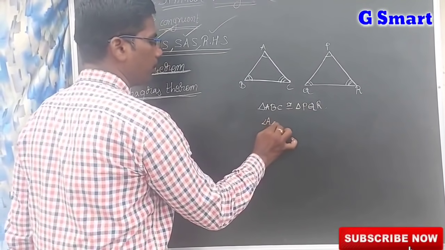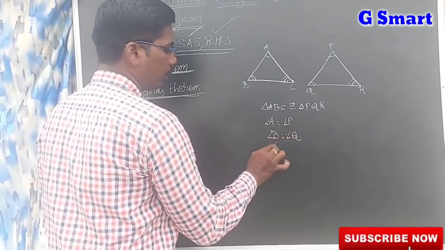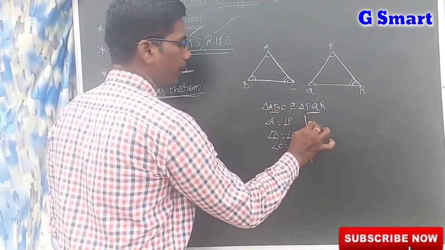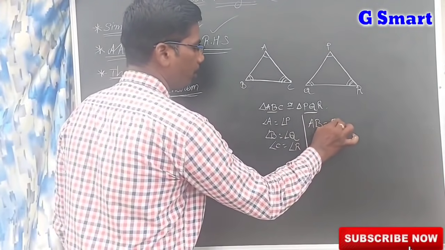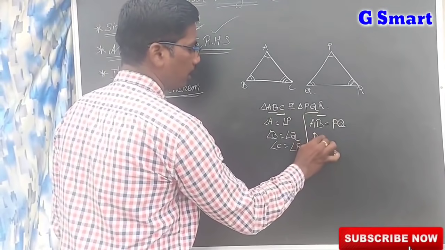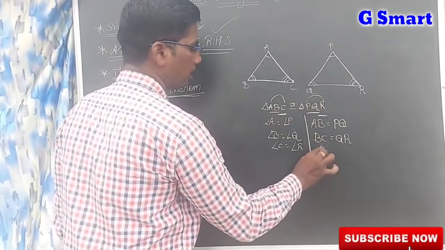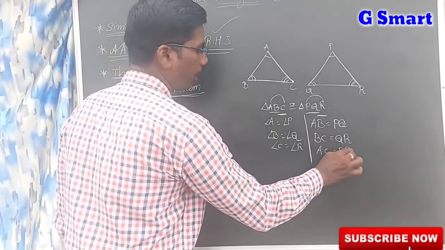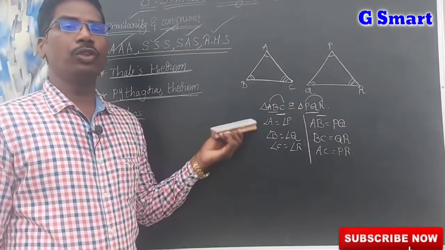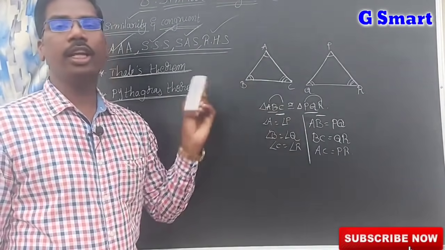Here we can say that angle A is equal to angle P, angle B is equal to angle Q, angle C is equal to angle R. And also we can say that AB side is equal to PQ, BC side is equal to QR, and AC side is equal to PR, because those are congruent. So this is the main concept of the theorem we have learned. If two triangles are congruent to each other, their corresponding angles are equal and corresponding sides are equal.